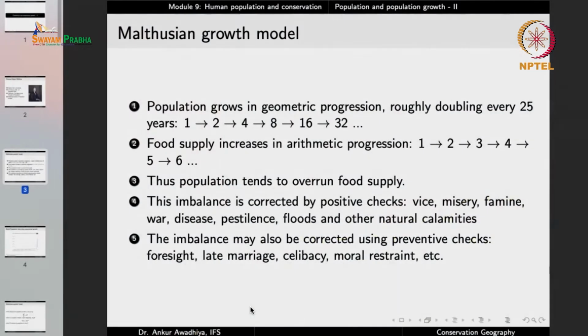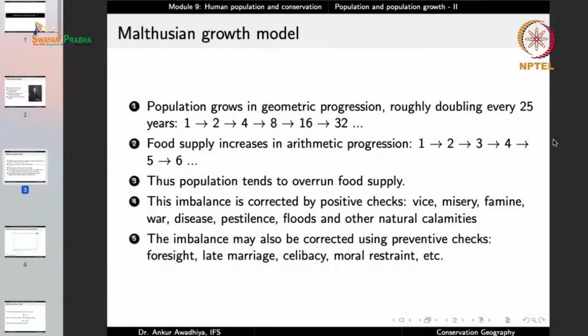So, Malthus suggested that the human population grows in geometric progression, which means that there is a fixed ratio by which it would grow in every fixed unit of time. And he suggested that the time period is 25 years and the ratio is 2. That is, the population roughly doubles every 25 years. So if we begin with say 100 million people, in 25 years it will become 200 million. In the next 25 years it will become 400 million. In the next 25 years it will become 800 million, and so on.